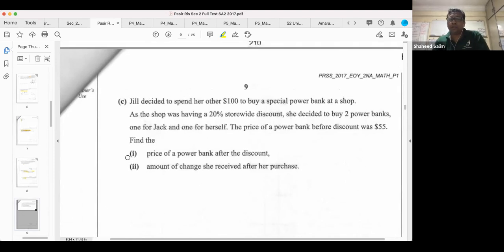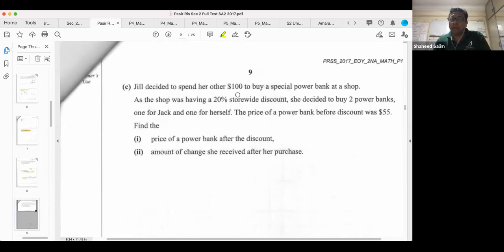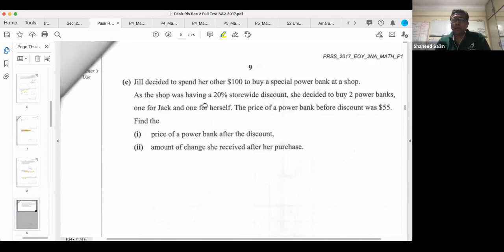Okay, remember Jill, she got another $100. There's no 500, 400, she changed her rupees and all. Now she used $100. She wants to buy a special power bank at a shop. When the shop is having a 20% store-wide discount, she decides to buy 2 power banks. One for Jack, one for herself. So Jack and her might be, I don't know, sister, brother, whatever. The price of the power bank before discount was $55. Can you find the price of the power bank after the 20% discount? How much is it? One power bank.